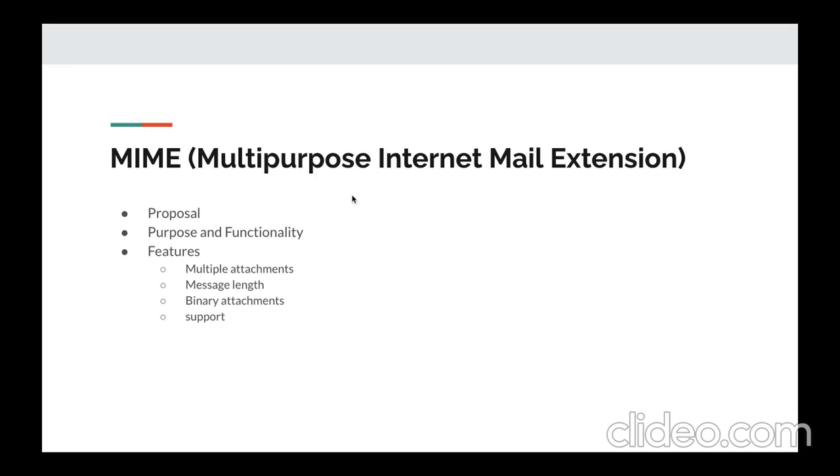Moving on finally to the features of MIME. It's able to send multiple attachments with a single message. There's unlimited message length, which can be very beneficial. Binary attachments are another feature, which include executables, images, audio, or video files. These may be divided if necessary. And finally, it provides support for varying content types and multi-part messages.